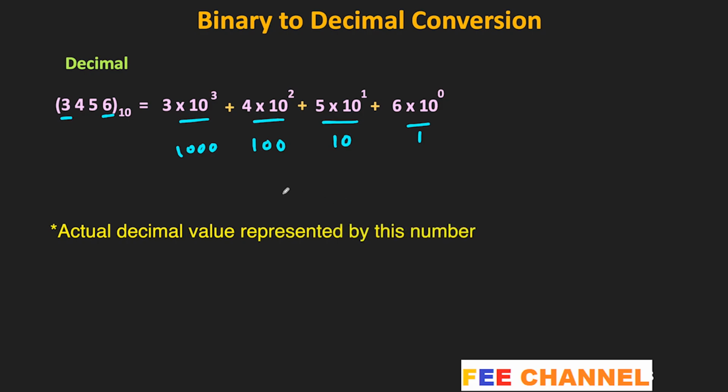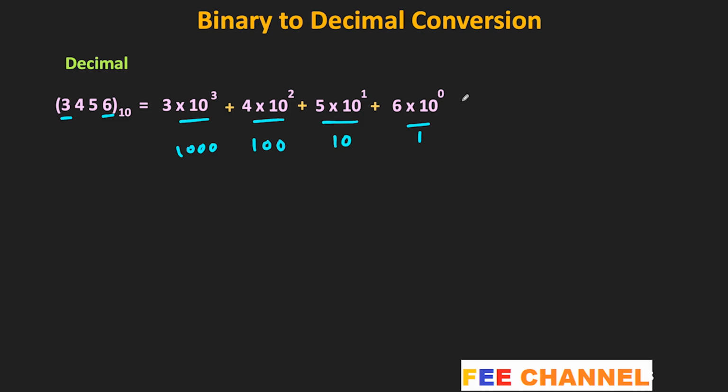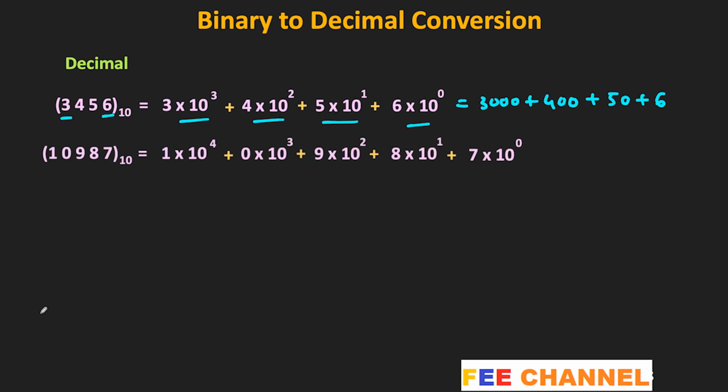So, as you can see, this least significant digit has the weightage of 1. And the digit which is next to it has the weightage of 10. Similarly, as we move towards the left, the weightage of each digit increases by the factor of 10. So, the actual value which is represented by this number is the summation of all these products. That is equal to 3000 plus 400 plus 50 plus 6. That is equal to 3456.